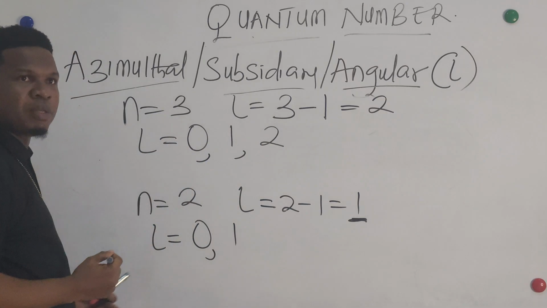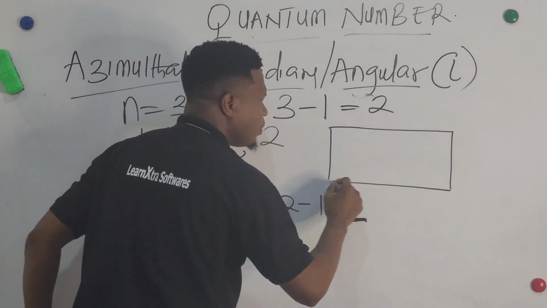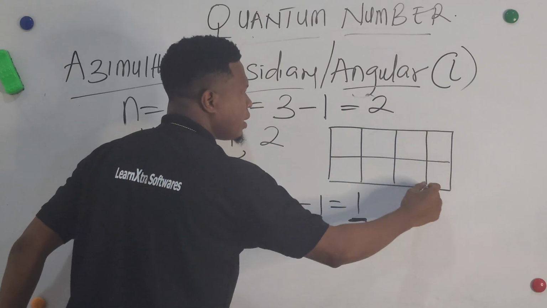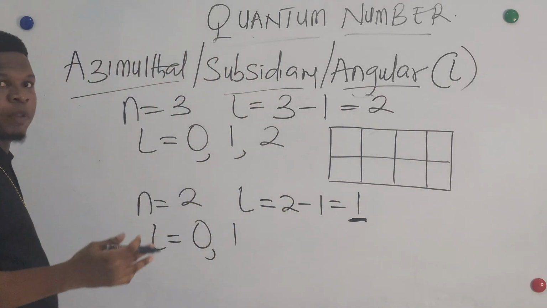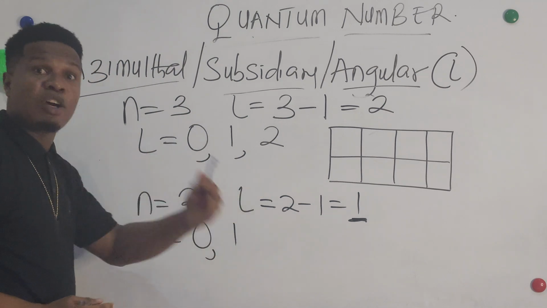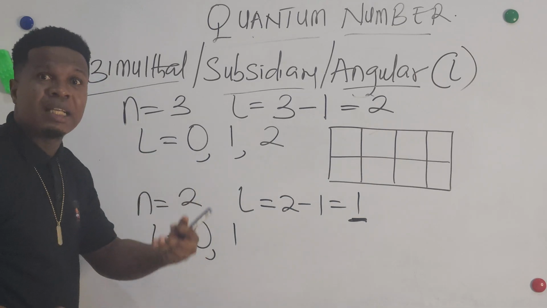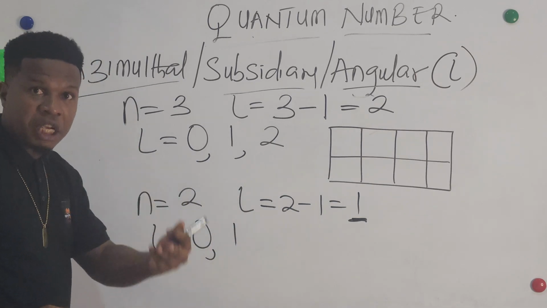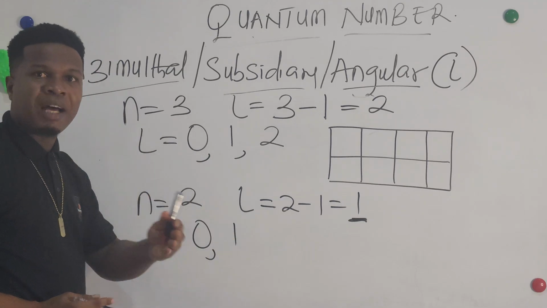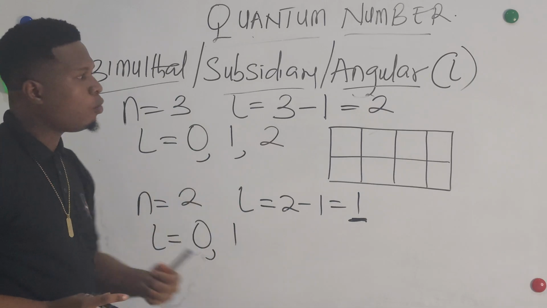Now, why do we start from 0? We start from 0 because of the table. This table will clarify that. It is the same as the one we have for shell. Remember, the same way the principal quantum number defines the energy of the electron and tells us the shell, the azimuthal quantum number also tells us the orbital, just like I told you. It tells us the shape of the orbital, because the four orbitals have different shapes. So once you know the shape of an orbital, you know the orbital we are talking about.